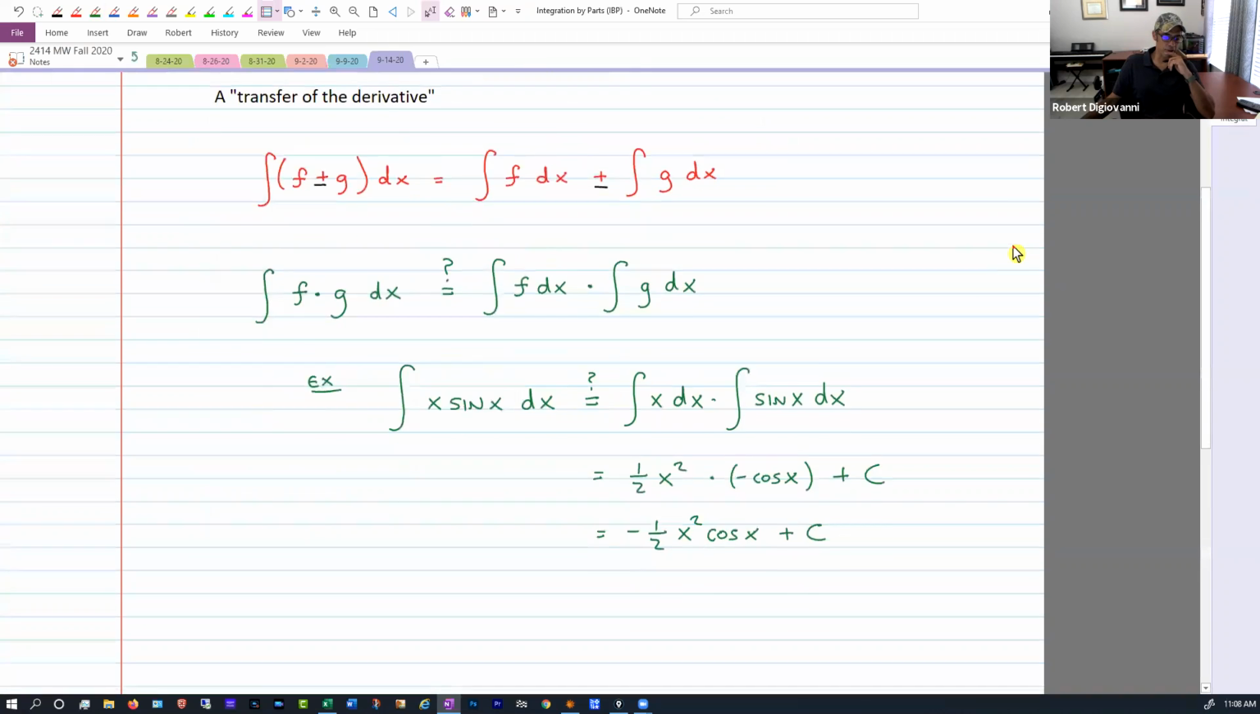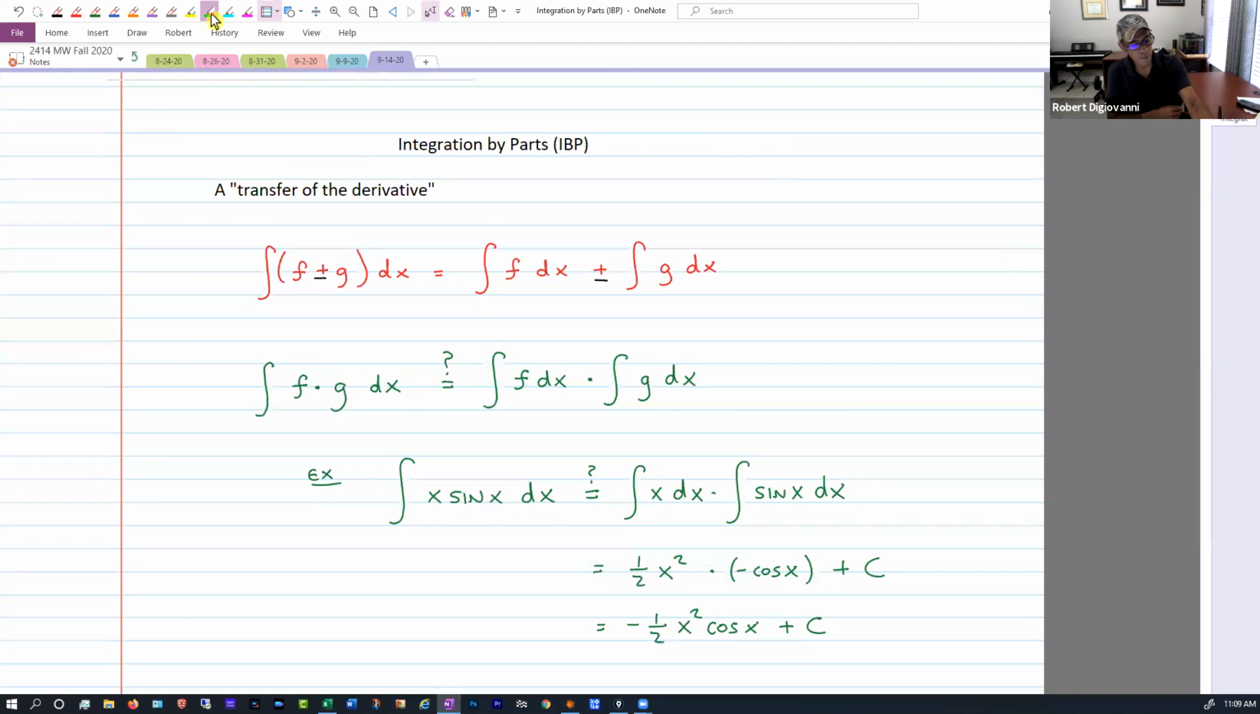So I started this out. Integration by parts, called IBP, that's the abbreviation that I use for it. Most textbooks do that also. This formula, which I have not given you, I started to write some things here. This formula is a formula that allows us to transfer a derivative. And right now that should make no sense to you, okay? But I'm going to refer back to that in a moment.